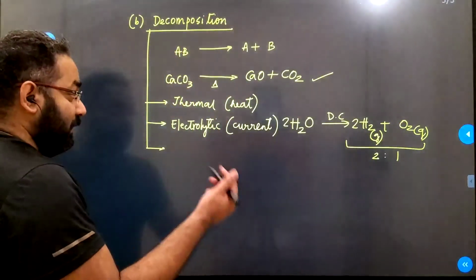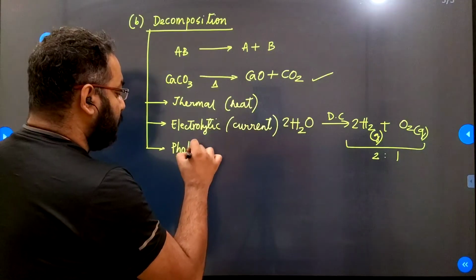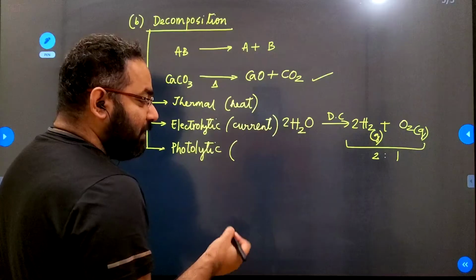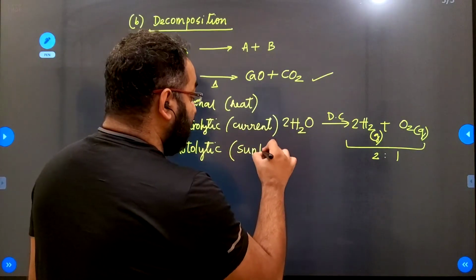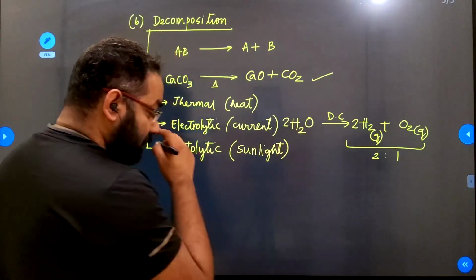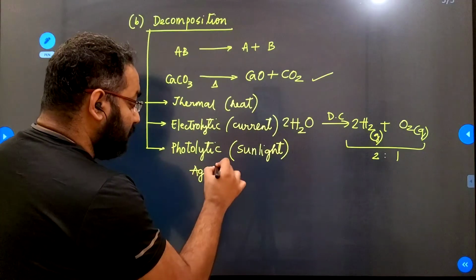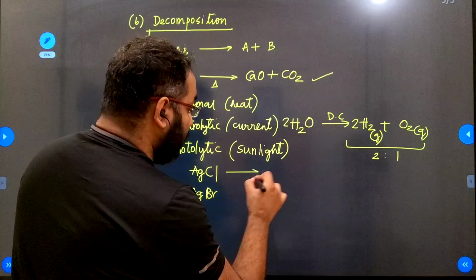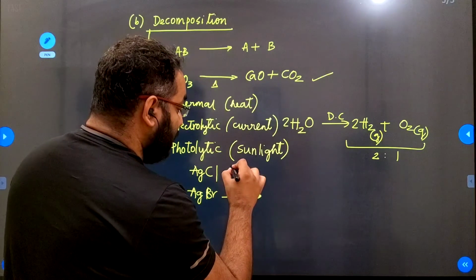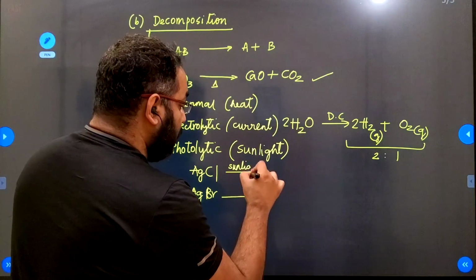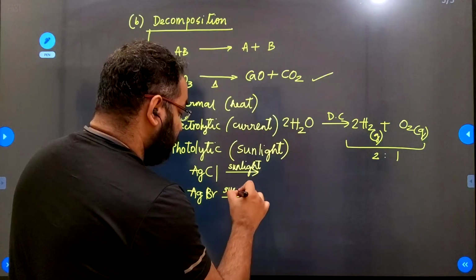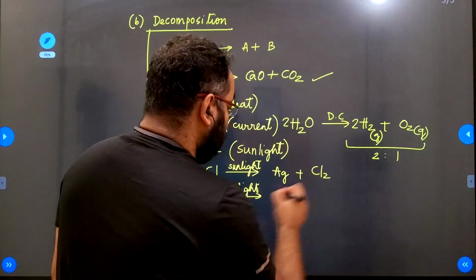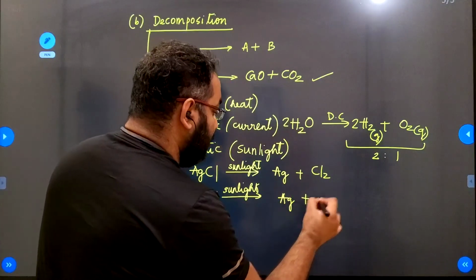Now, the third form is called photolytic decomposition. Photolytic decomposition is a type of decomposition that takes place in the presence of sunlight. The best example of something like this is the decomposition of silver chloride and the decomposition of silver bromide. Now, silver chloride and silver bromide in the presence of sunlight decompose to give us Ag plus Cl2. Here you get Ag plus Br2.